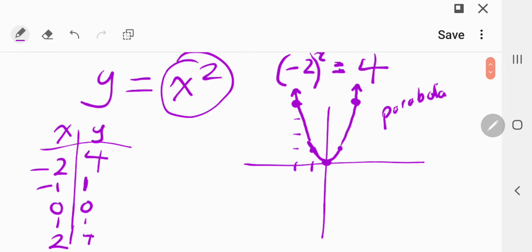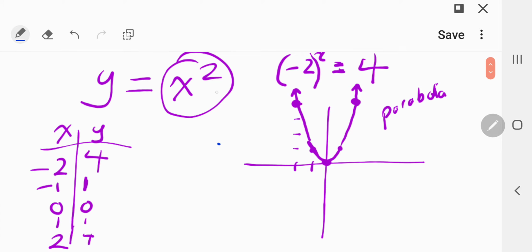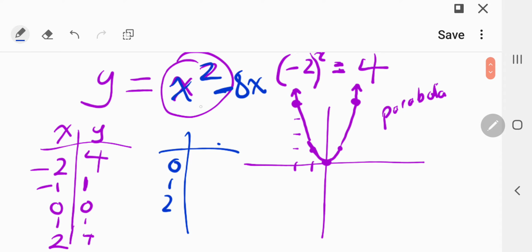So now you can add more stuff onto this function. Let's say it was like x squared, but then minus 8x. Well, then you can see that, for this new blue function I'm making, x squared minus 8x, let's make a new graph. Let's put in 0, 1, 2. 0 squared is 0, minus 0 is 0, so that's interesting. It still goes through 0, 0. But now 1 squared is 1, minus 8. We're down at -7. Okay, and then 2 squared is 4, minus 16 is -8.